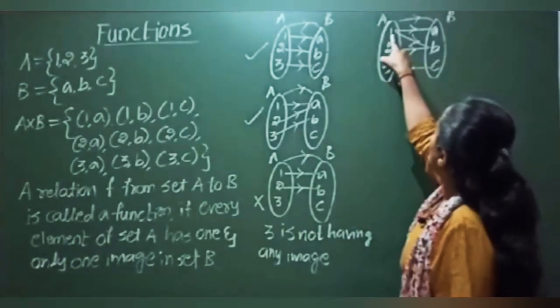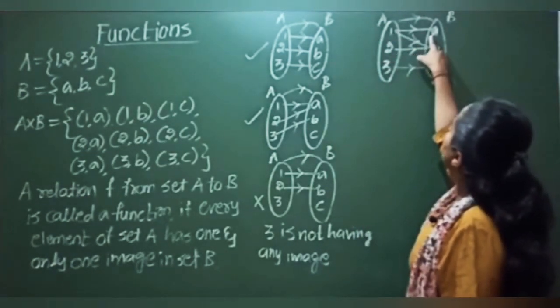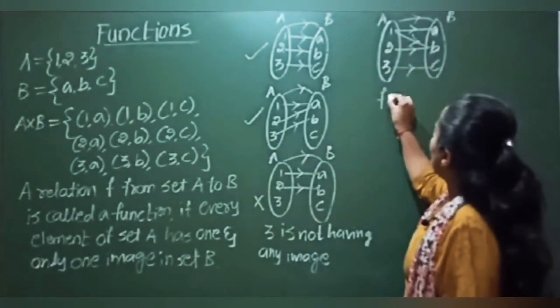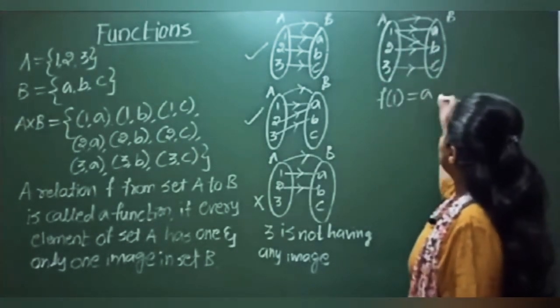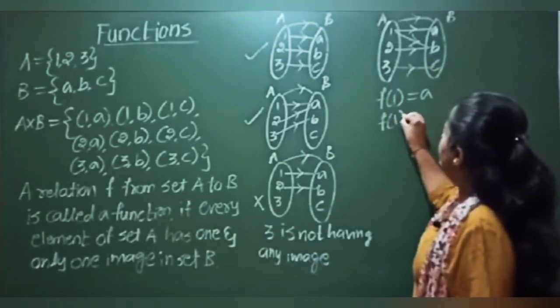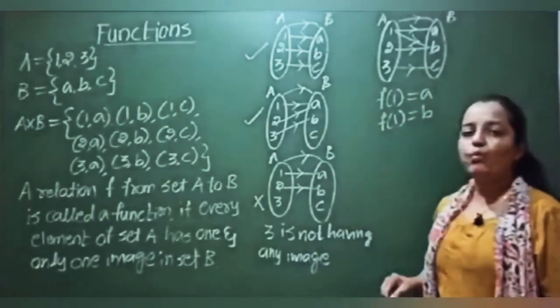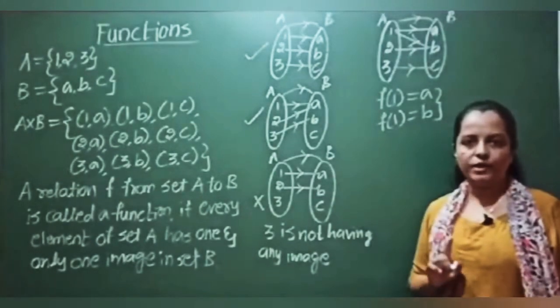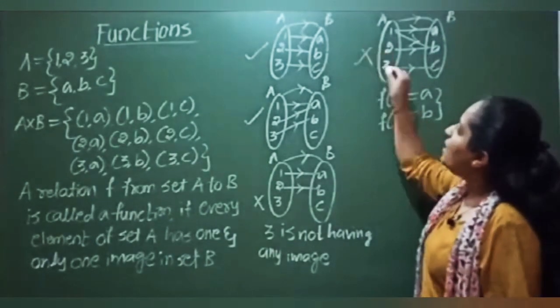So now we'll think: one is related to A, one is related to B, one is related to A also, one is related to B also. So one is having two images, right? So one is having two images. So this is not a function.